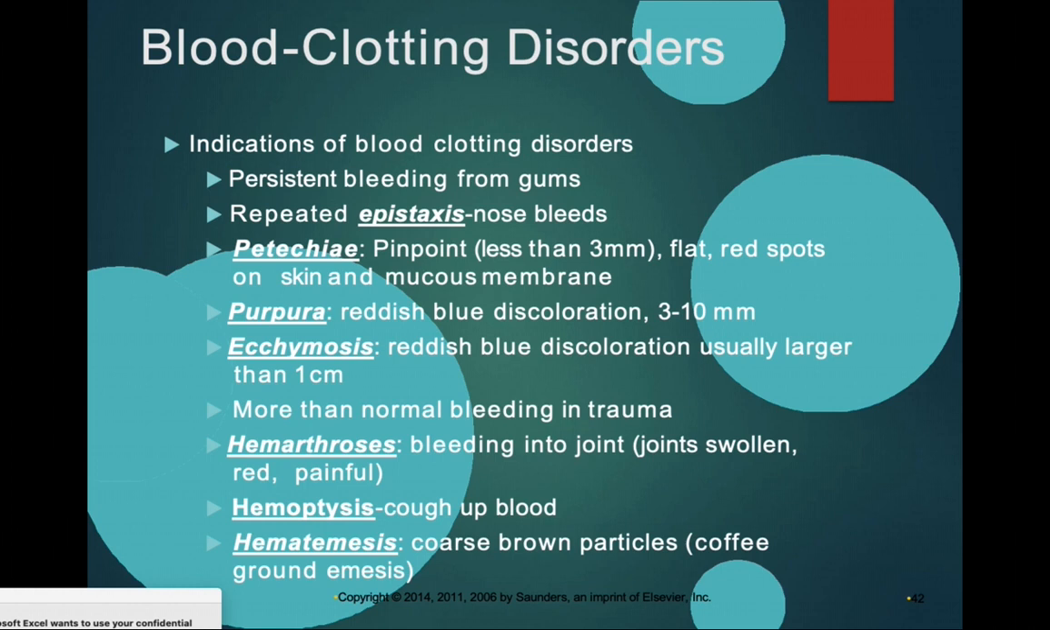Purpura, these are reddish blue discolorations, 3 to 10 millimeters. We see this a lot with people that take blood thinners. You can see it on the dorsum of the hand and the dorsum of the forearm. And people don't even know they can bang their hand against something, and then within a few hours they have all this discoloration. Ecchymosis is reddish blue discoloration, but this one's usually larger than a centimeter. That's called ecchymosis.